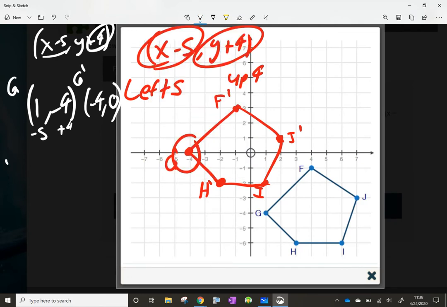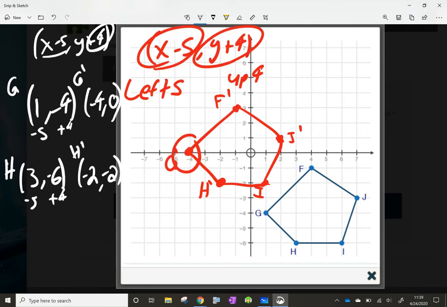Just to show you one more with H. H originally started at 3, -6. And if you subtract 5 from the x value, you'd end up at -2. If you add 4 to the y value, you'd end up at -2. So -2, -2 is H prime. Again, if you look at our graph, -2, -2 is exactly where H prime was. That goes, again, same thing for I, J, F, but I'll save you the time. I won't work it out here. Just kind of show you, but it works the same way on all 5 points.